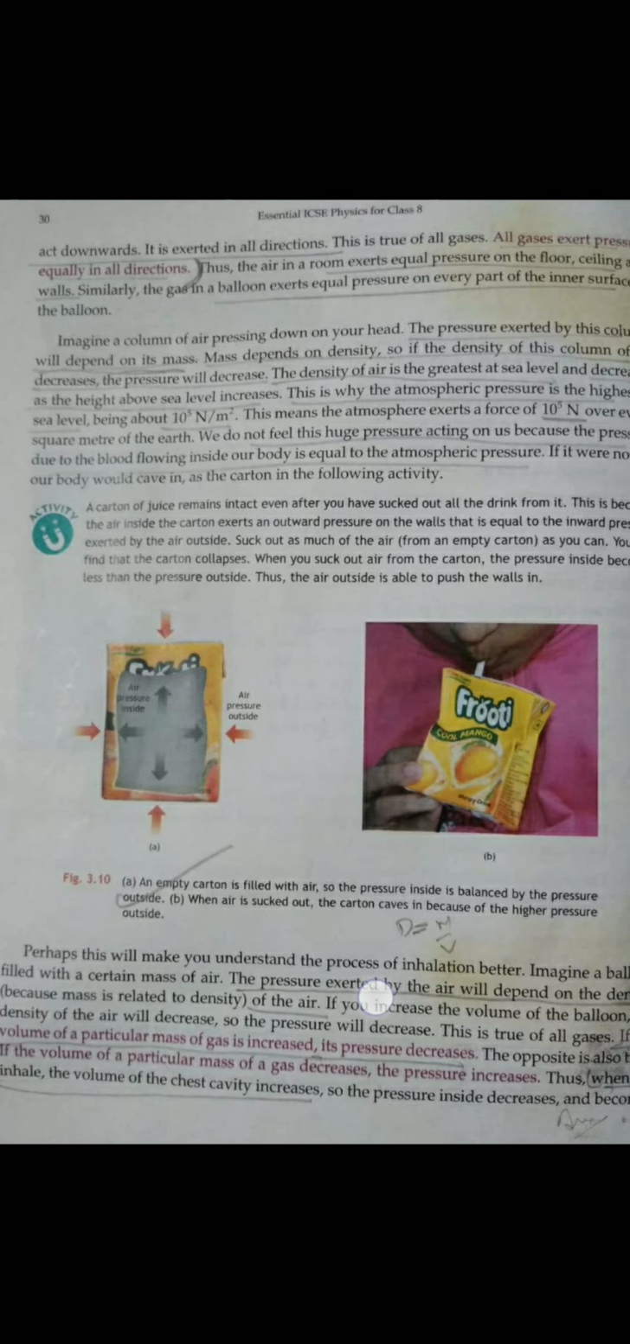Okay, so this pressure will be acting in all the directions, right? So for all the gases, if they are contained in a container, they will be exerting pressure in all the directions. And same is the case with liquid. So all gases exert pressure equally in all directions. Thus, the air in the room exerts equal pressure on the floor, ceiling, and walls. Similarly, the gas in a balloon exerts equal pressure on every part of the inner surface of the balloon.